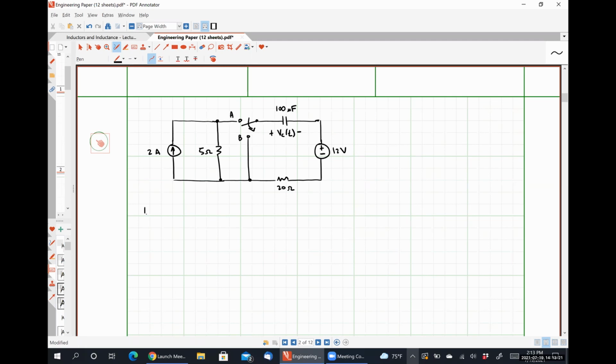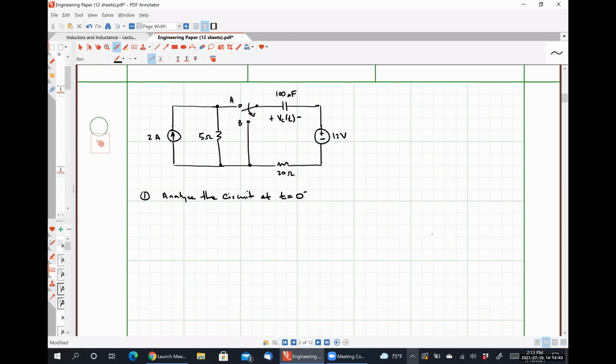So our first step is going to be to analyze the circuit at t is equal to 0 minus. So there, nothing has changed whatsoever. So at t is equal to 0 minus, our switch is closed at position A, and we are at DC steady state. So our circuit is going to look like this.